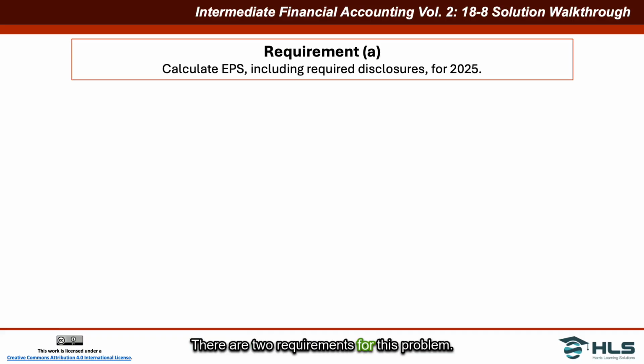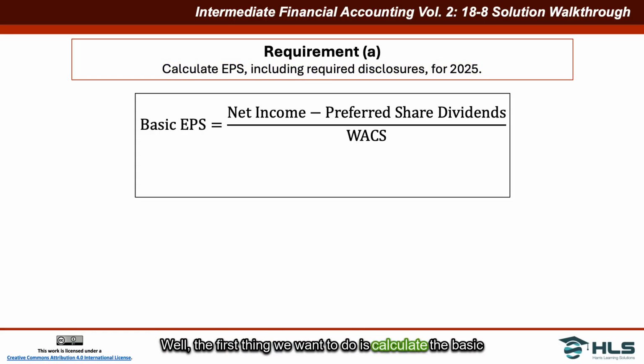There are two requirements for this problem, so we'll begin with requirement A, which directs us to calculate EPS, including required disclosures for 2025. Well, the first thing we want to do is calculate the basic earnings per share, or EPS. The formula for that is net income minus preferred share dividends divided by the weighted average number of common shares. For this question, this is pretty easy.